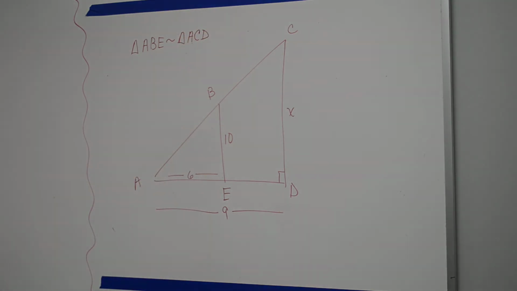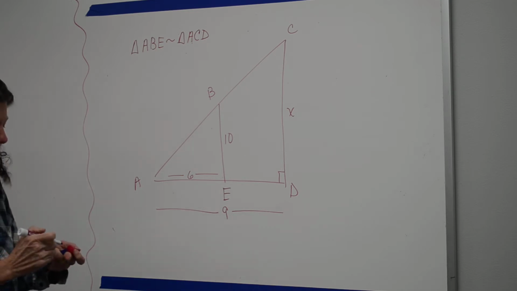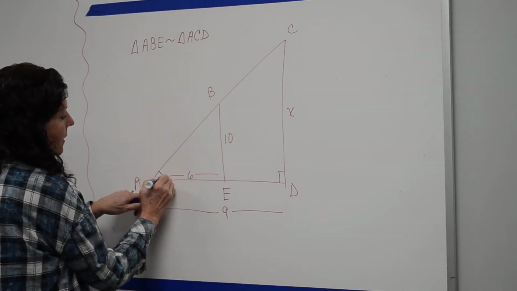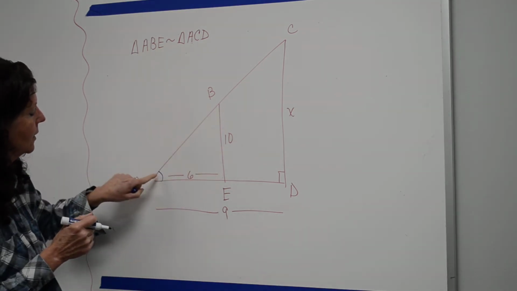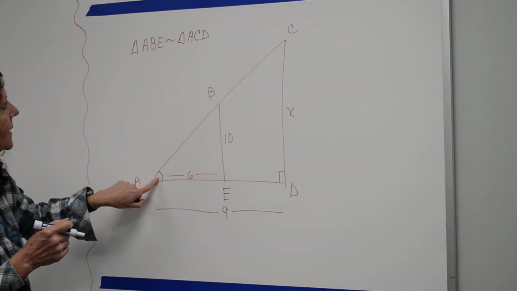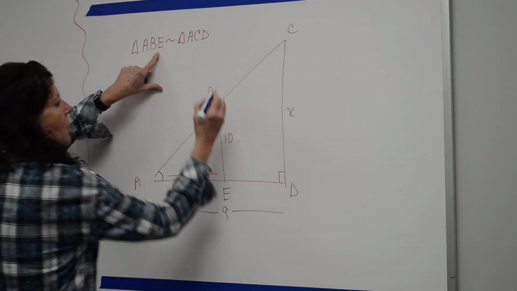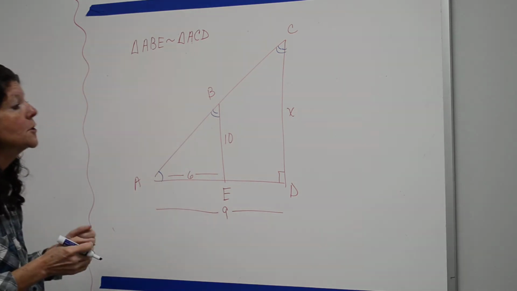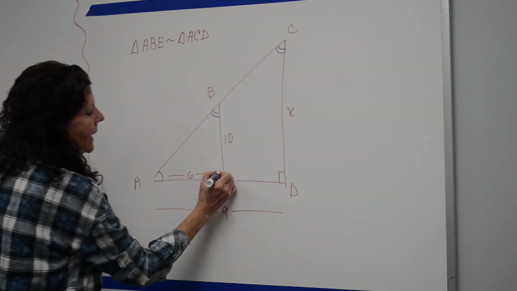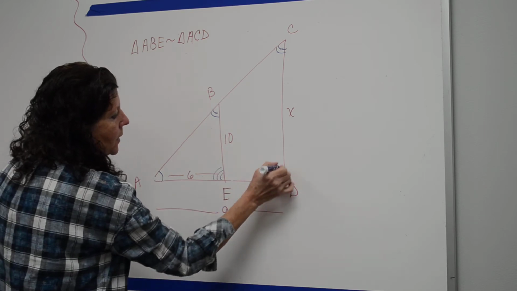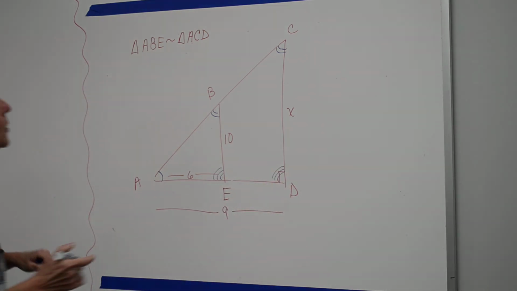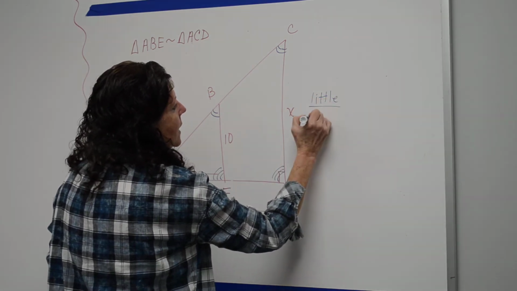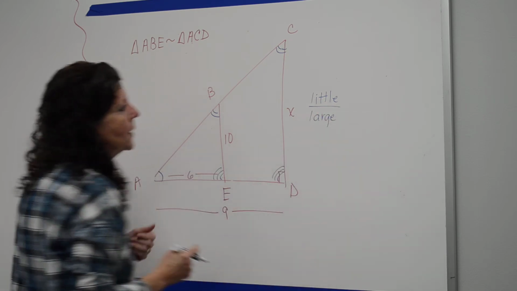Now on this particular one, it might be smart to go ahead and mark your congruent angles. So I'm going A is congruent to A, because that triangle has that angle, and that triangle has that angle. B is congruent to C, so I'm going to put a 2 mark there and a 2 mark there. Those two angles are congruent. And then E, which is this one, is congruent to D. So let's say I'm going to call this the little triangle and the large triangle. You name it however you want to name it.